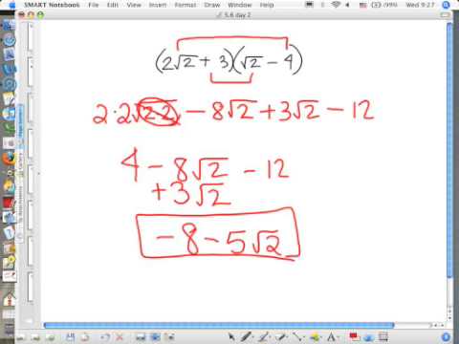Using FOIL to be able to put together these radical expressions. All right? And then we go back to how do we simplify? How do we add? What can we put together? Lots of things being used here.